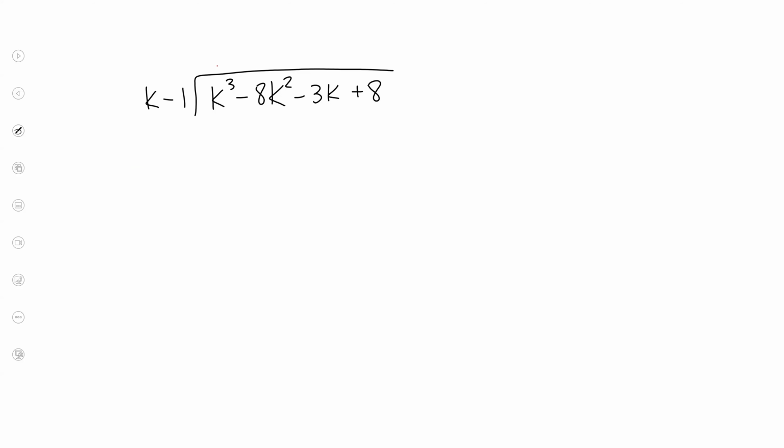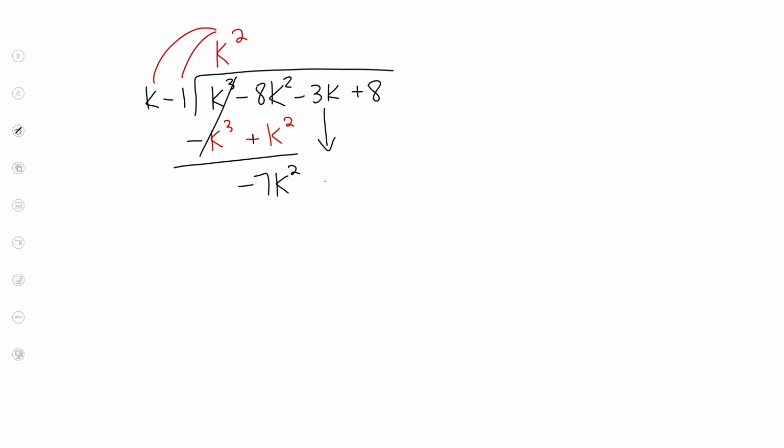So R times R squared will give me this R cubed. So we're going to multiply. This is R cubed. Multiply. This is negative R squared. Now you just change the sign. Those will cancel out. -8 plus 1, that's -7. And you just bring down the next item.